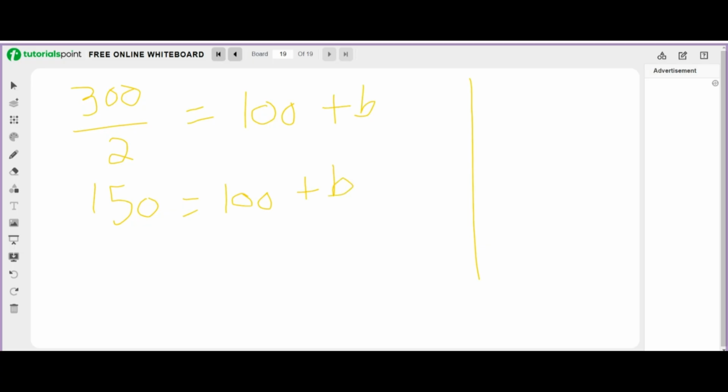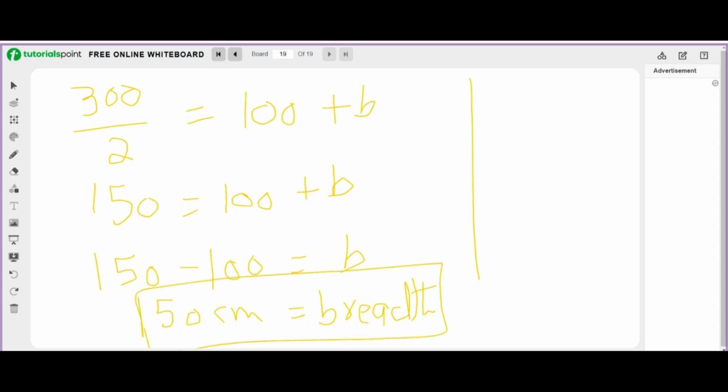And the next step should be 150 here. 100 is moved to the other side. It is positive, and when it's shifted to the other side, it will become negative, equal to B. 150 minus 100 gives 50 centimeter. Now this is the breadth. Get it? Any question? Good.